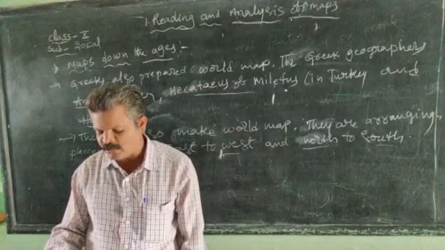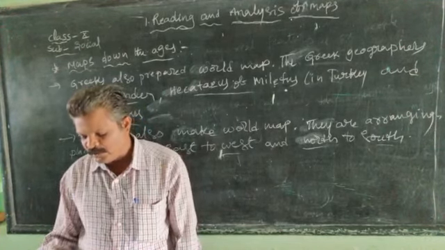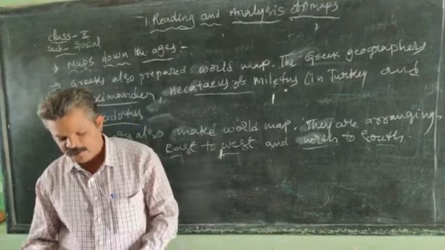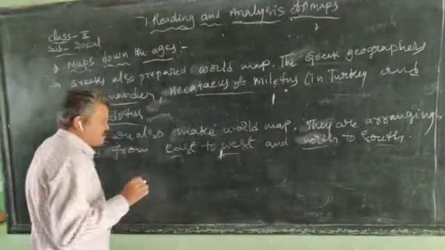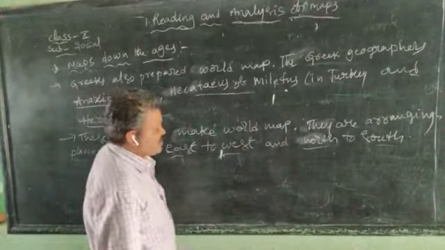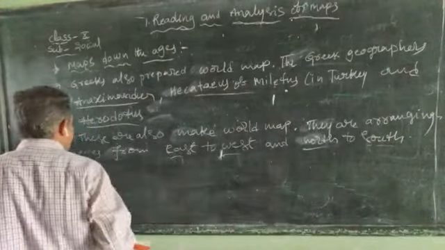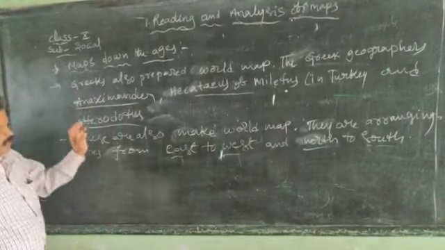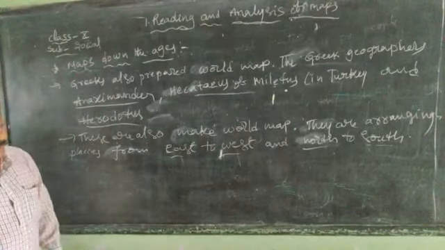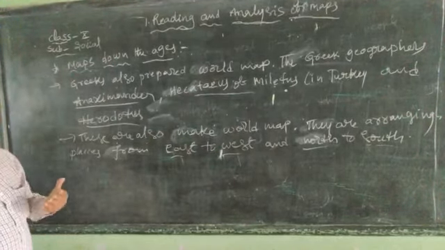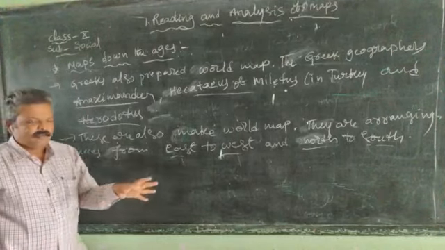The Greeks tried to make the maps accurate with the help of longitude and latitude. Let us see how that was done. Here they arranged places east to west or north to south. And one more important thing: later, when you go to higher classes, you will learn about latitudes. What is the importance of latitudes and longitudes? What is the use of latitudes and longitudes?